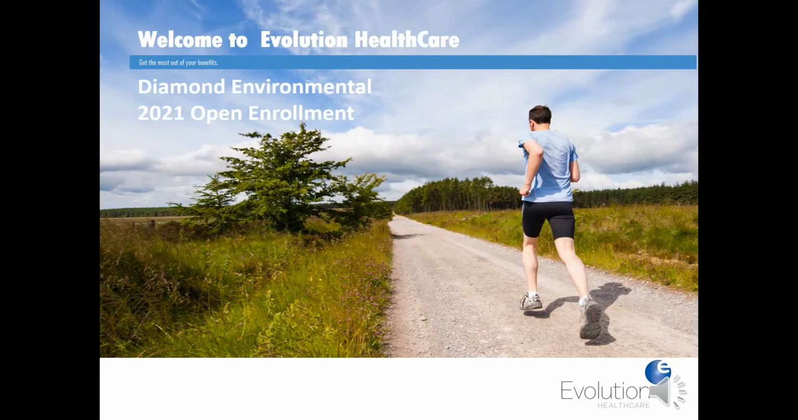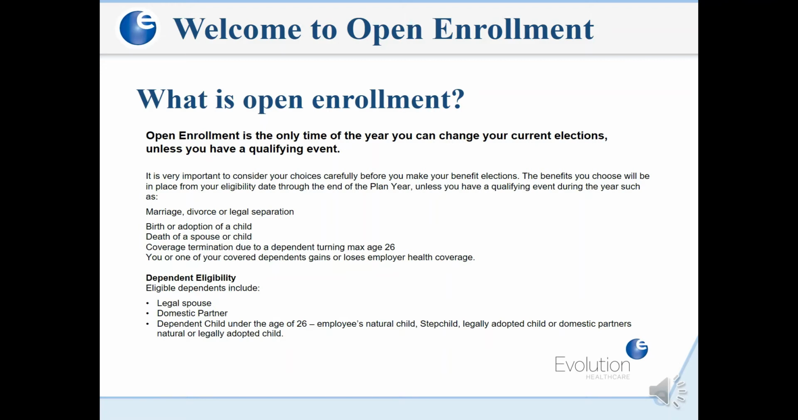Welcome to Evolution Healthcare Overview for Diamond Environmental's 2021 Open Enrollment. Open enrollment is the only time of year that you can make changes to your current elections, add a dependent, or add a coverage, or drop a dependent or drop coverage. Outside of open enrollment, the only other time you would be able to make a change to your current elections would be if you had a qualifying event.